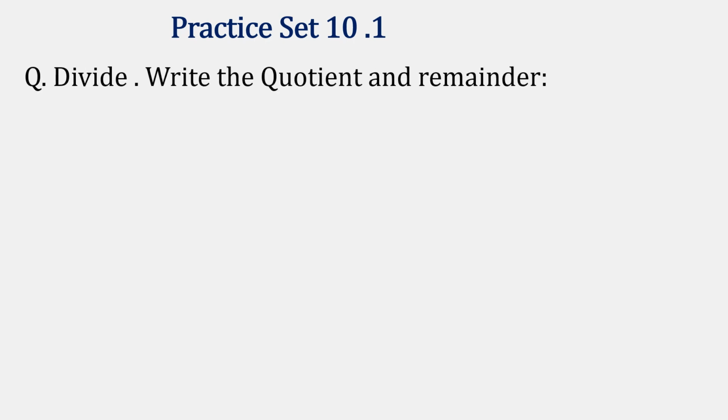Now students, we will start with our practice set 10.1. Now you have to divide and write the quotient and remainder. Now what is given in the first one, students? 21m square divided by 7m. You know the first one, that is 21m square, is your dividend and this is the divisor by which you have to divide. Okay. So you'll write it in this form, that is 7m outside, and under the division sign you'll write 21m square. Okay.